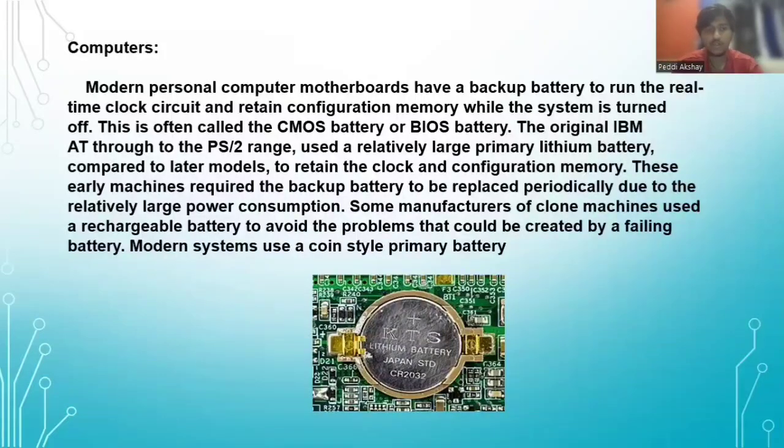These early machines required the backup battery to be replaced periodically due to the relatively large power consumption. Some manufacturers of clone machines used a rechargeable battery to avoid the problems that could be created by a failing battery. Modern systems use a coin-style primary battery. And this is the image of the lithium battery, Japan STD.